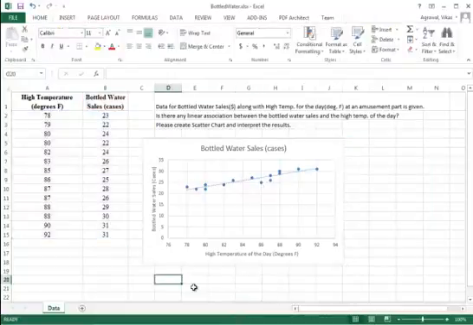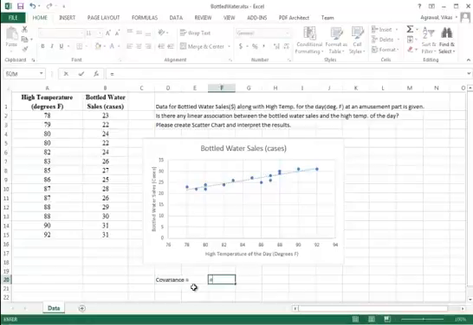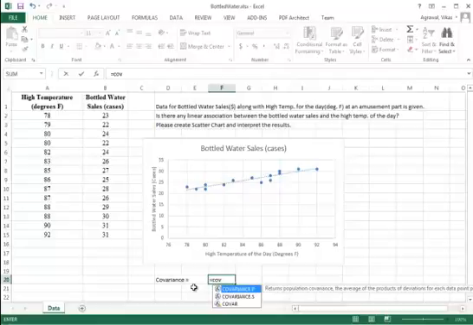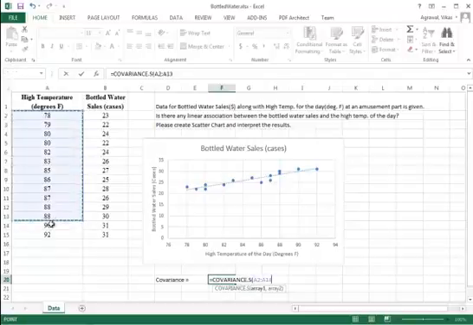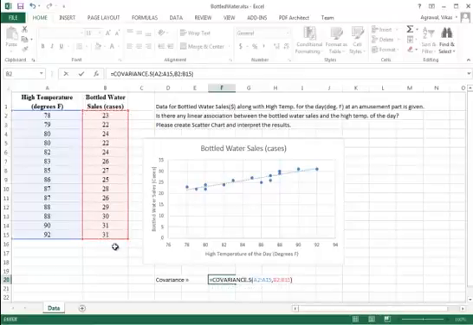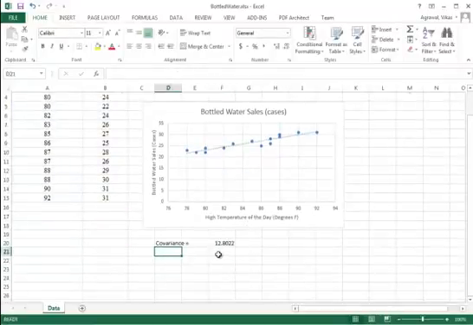So let's find out the covariance, the strength of the relationship. So that's going to be covariance, and we're going to use the formula here, equals COVARIANCE.S for the sample. It returns the sample covariance, the average of the products of deviations for each data point pair in two data sets. So I'm going to select this one, say array 1, comma, array 2, close parenthesis, hit enter, and that gives me a positive value.